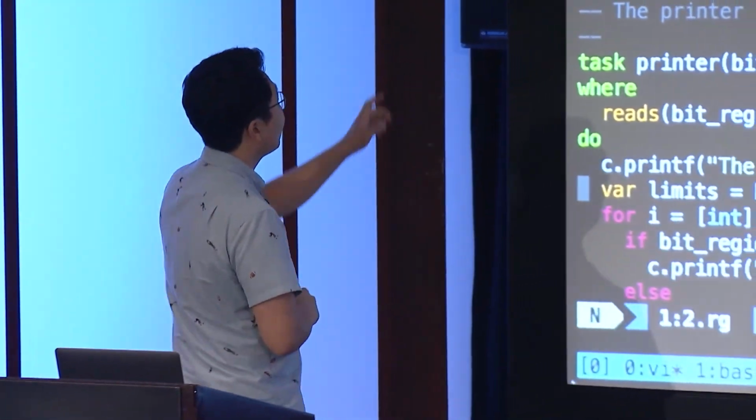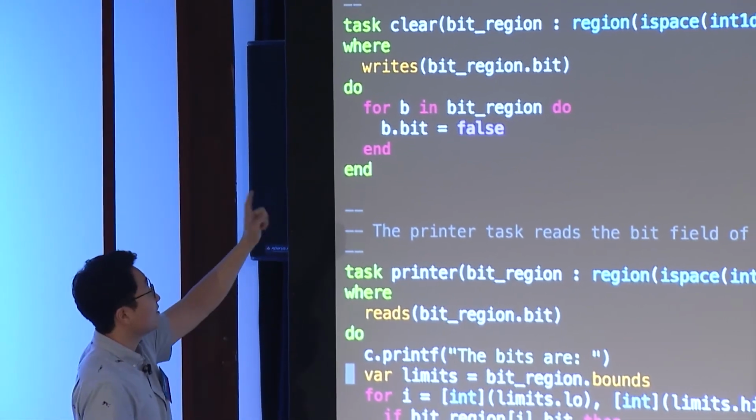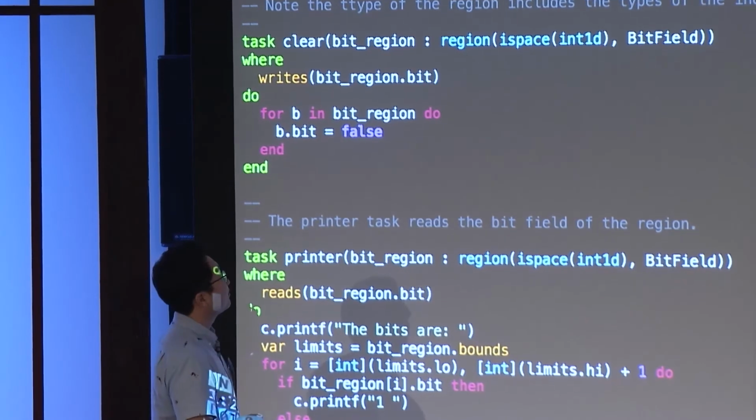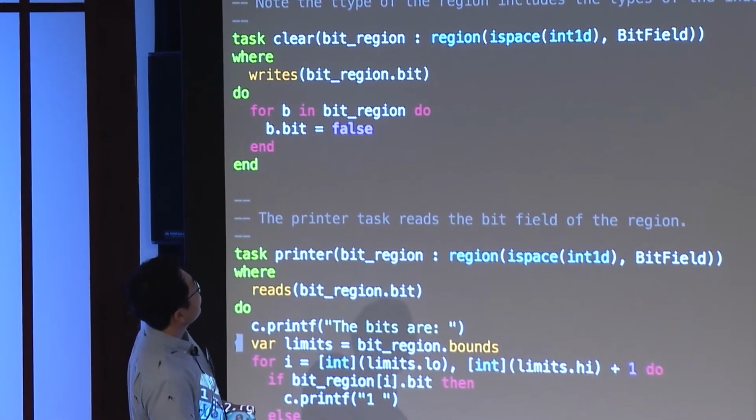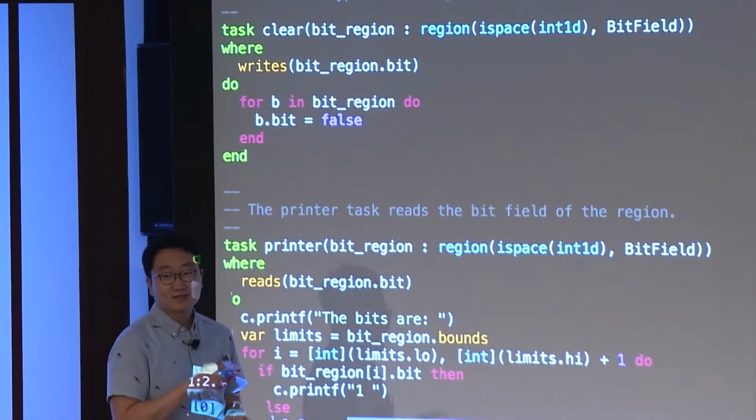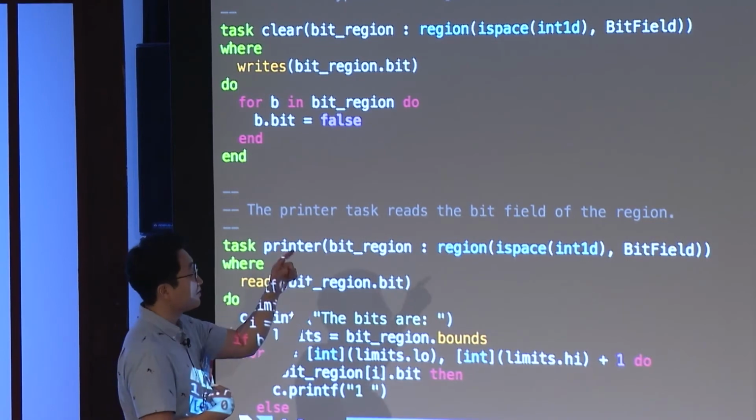And here, you see that now the task has a where clause because the task is getting a region argument, right? The type of the region argument is a bit weird, but it's basically a cross product of index space and field space. So here, the region type starts with region, and it takes two arguments. The first argument is an index space, and the second argument is a field space. In this case, ispace 1D means it's a one-dimensional index space. If it's 2D, then ispace 2D, or 3D, then ispace 3D.